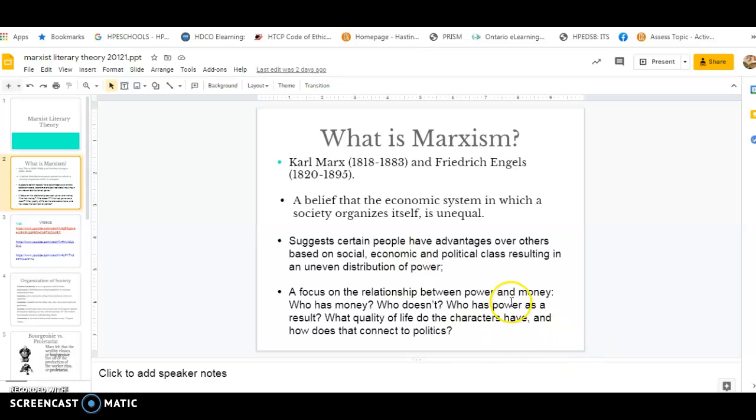So we're going to look at the relationship between power and money. Who has money, who has power, and what is the quality of life for the characters that are connected to this system.